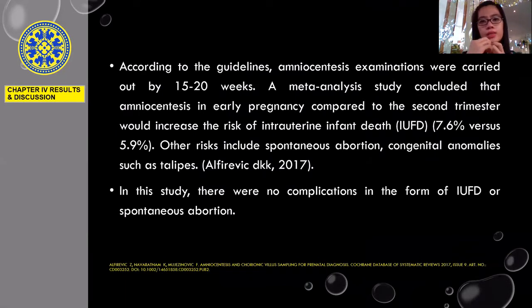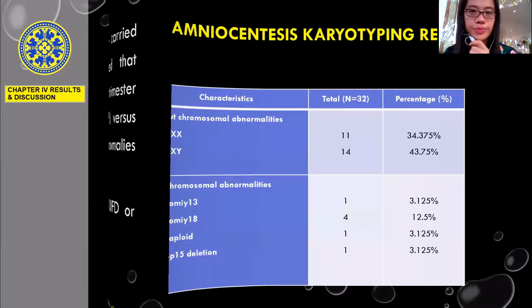According to the guidelines, amniocentesis examination should be carried out at 15 to 20 weeks, and a meta-analysis study concluded that amniocentesis in early pregnancy compared to the second trimester would increase the risk of intrauterine fetal death. Other risks include spontaneous abortion and congenital anomalies such as talipes.